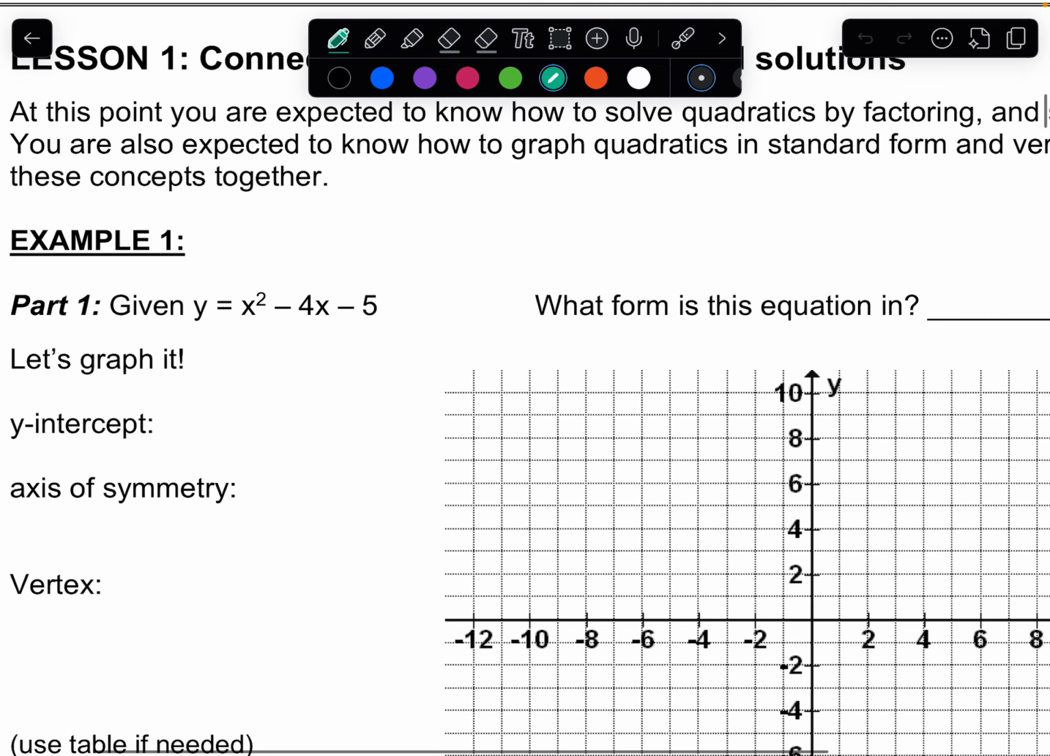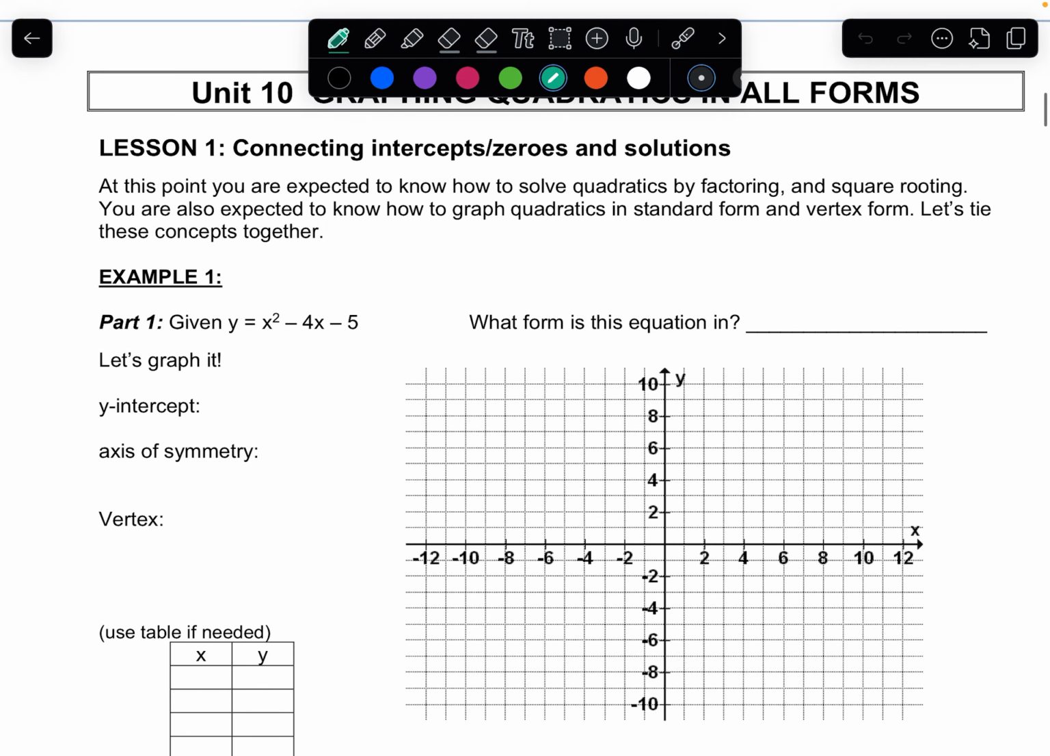So our example 1, we are given y equals x squared minus 4x minus 5. This equation is in standard form, because that is y equals ax squared plus bx plus c. And so what it does is it gives us our y-intercept. So this is step 1. Our y-intercept is our c value, which is in this case -5.